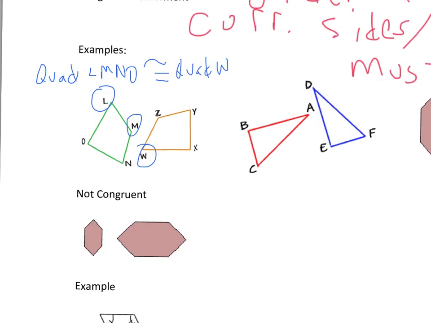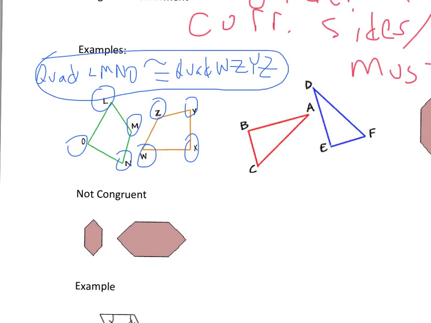And then I said M. Which one corresponds with M? Well, M is that Z there, so Z has to go next. Okay, and then I did N. Which one corresponds with N? Well, that's Y, so Y goes next. And then O corresponds with X, so X has to go next. So there's our congruency statement for those quadrilaterals.